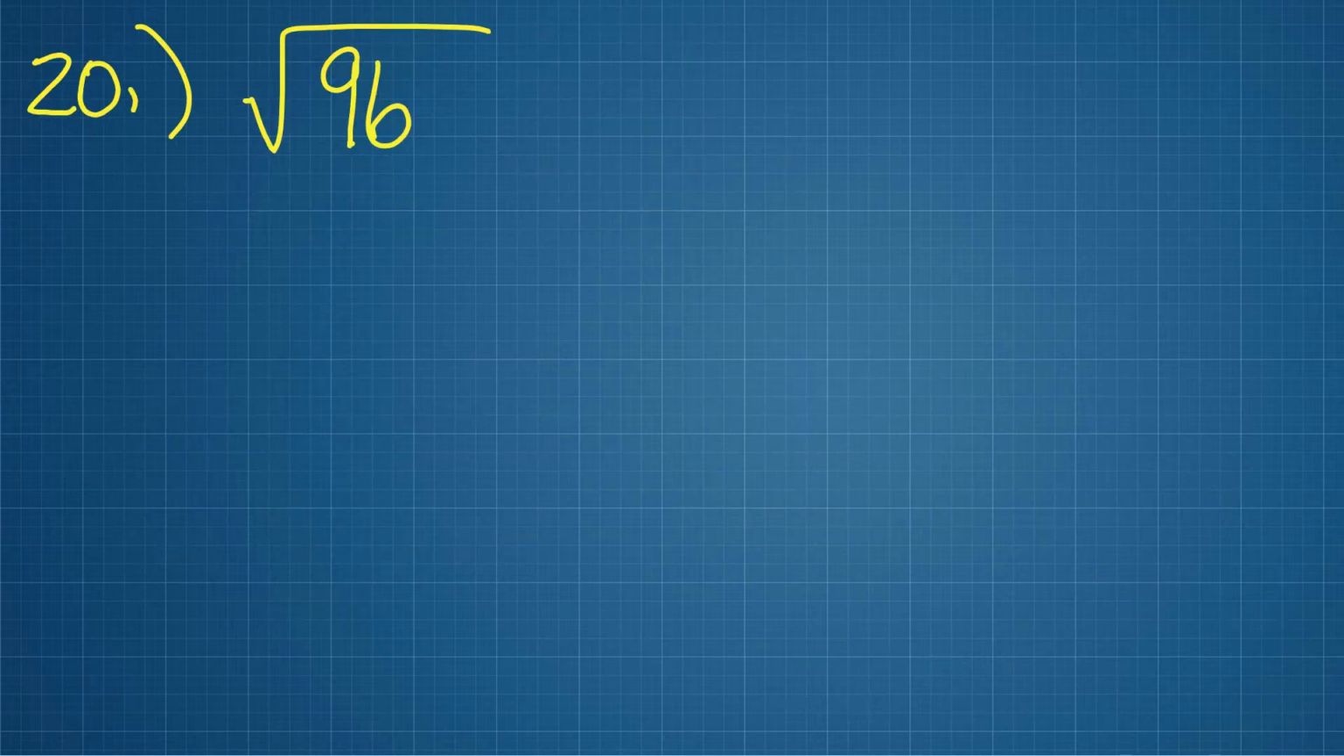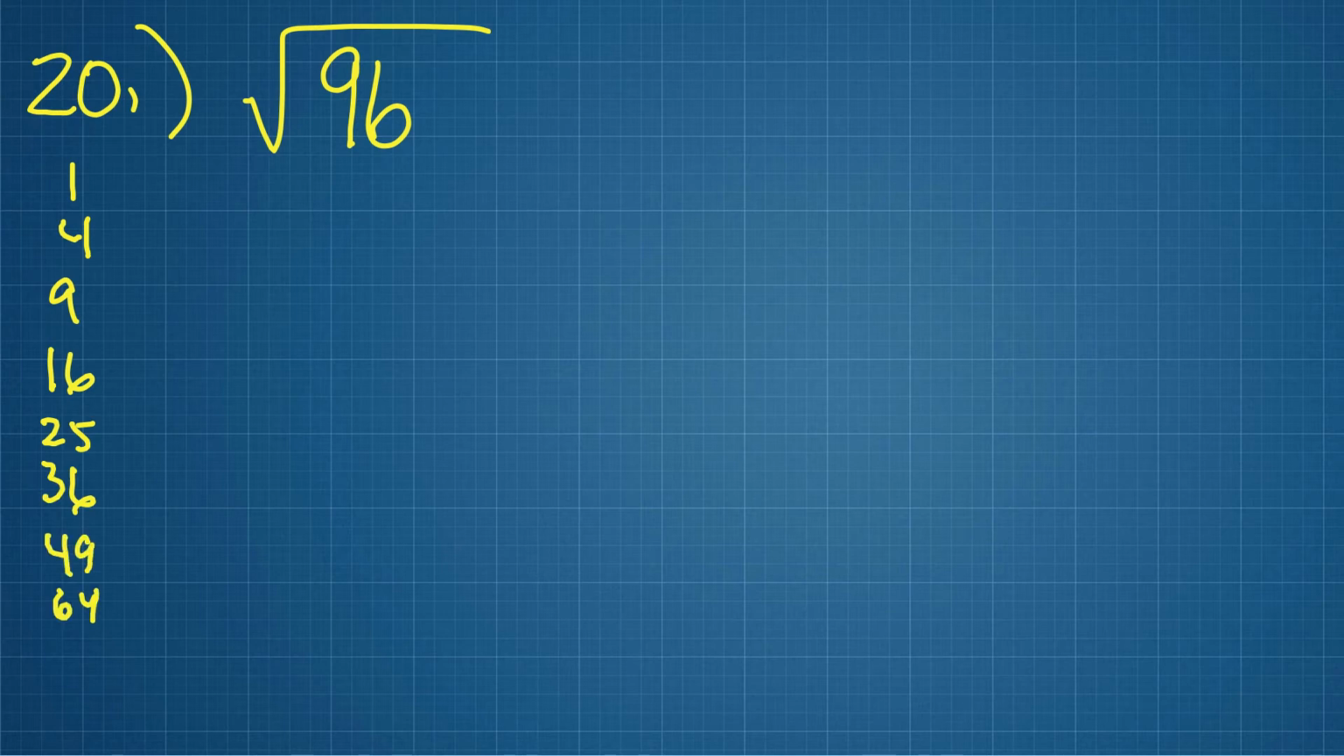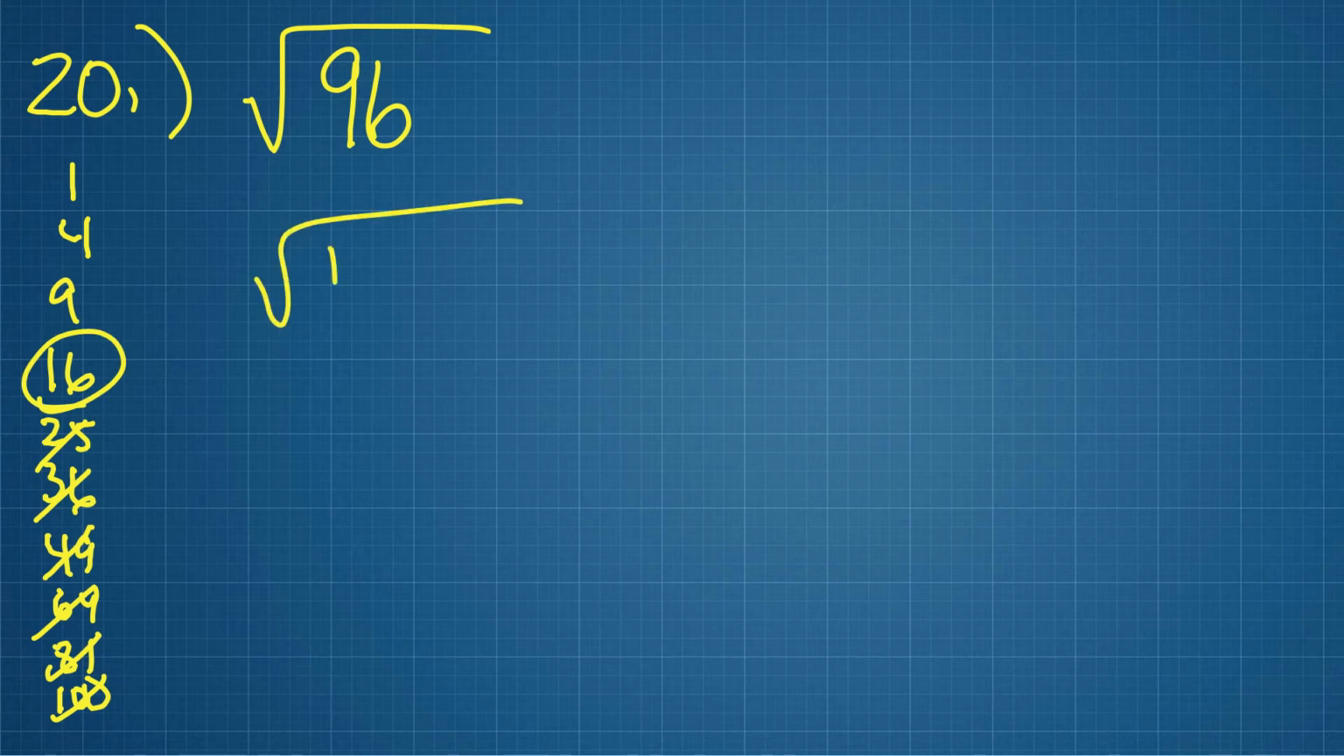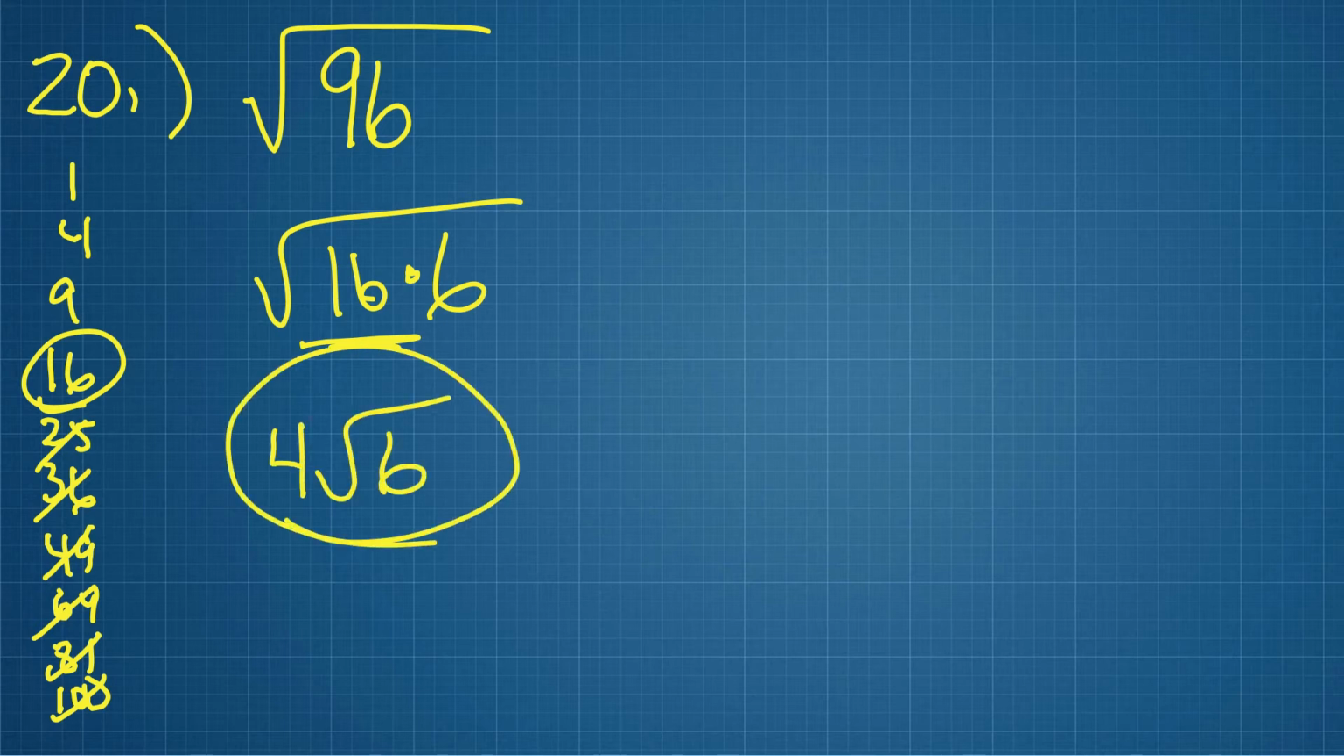Now remember, when I talked in class about taking the square root of something, you find a perfect square that goes into it. Now I always told you guys in class to start at the bottom. That's important in problems like this. So I start at the bottom of this list and I work my way up. 100 doesn't work, 81 doesn't work, 64 doesn't work, 49 doesn't work, 36 doesn't work, 25 doesn't work, 16 works. So I rewrite this as 16 times 6. 16 comes out as 4. So your final answer should be 4 radical 6.